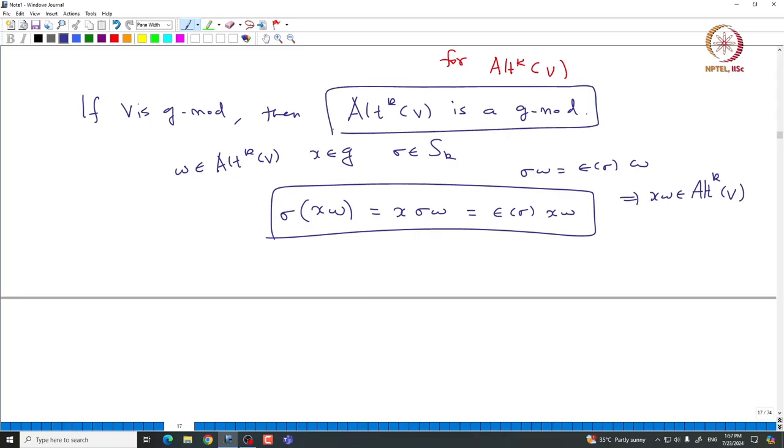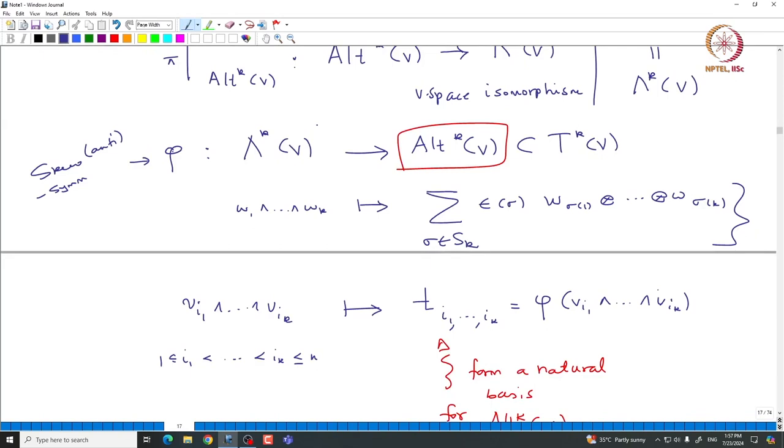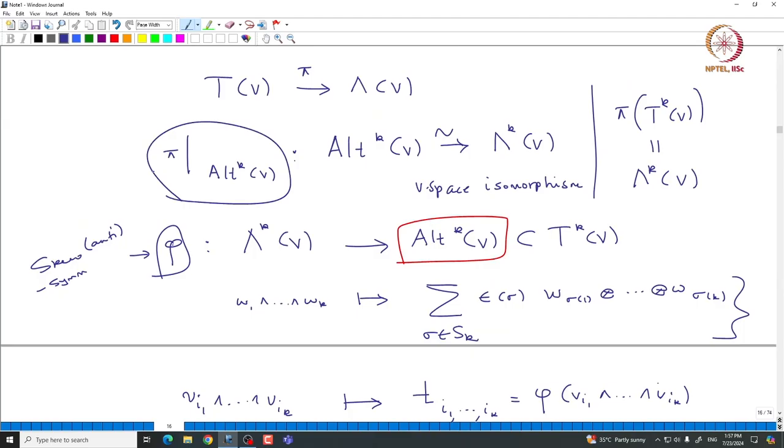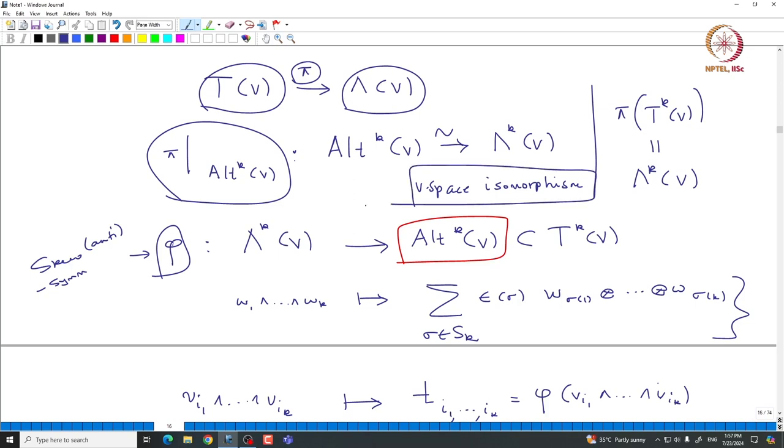Okay. So now if we go back to that map phi that we have, or this natural restriction of the quotient map, this map will again be a G module isomorphism. I will leave it to you to check. The natural G module structure on T of V and lambda V actually makes this pi a G module map. Once you restrict to the respective submodules, again it will be a G module map. And since it is already a vector space isomorphism, this becomes actually a G module isomorphism.